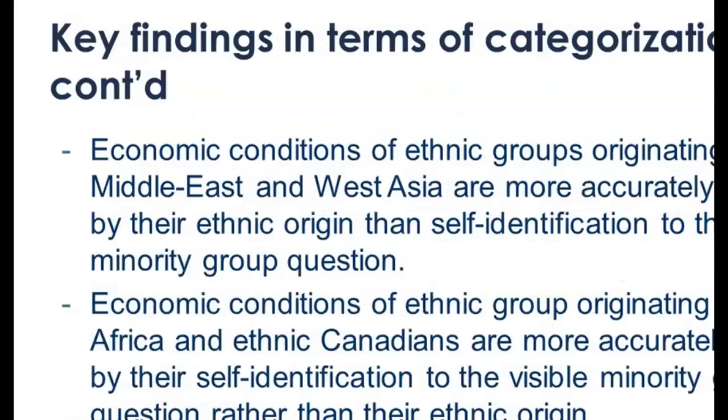Same thing, when we look at using either ethnic origin or visible minority to try to study some economic outcomes, we find that for Middle East and West Asia, we can more accurately capture the situation using their ethnic origin, while for people of North African origin and ethnic Canadian, we can more accurately capture them by their self-identification to the visible minority question rather than their ethnic origin.